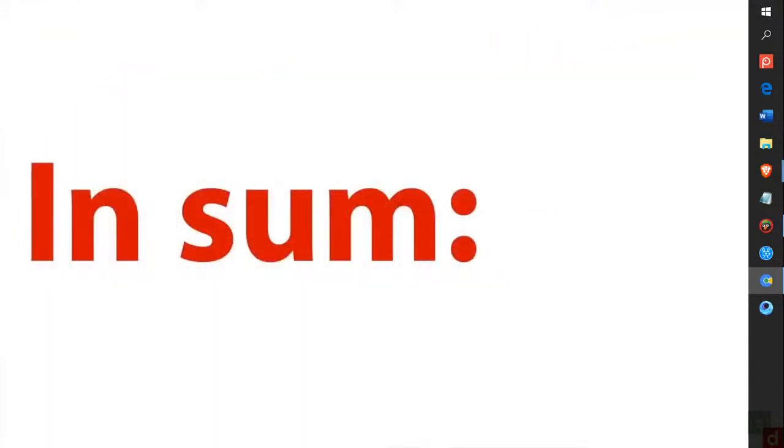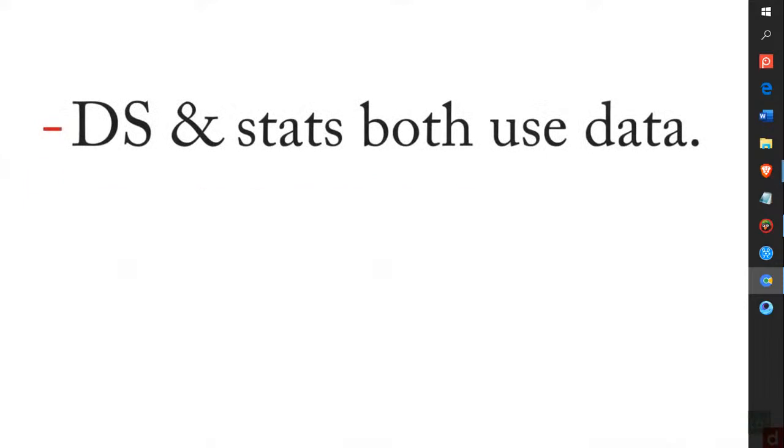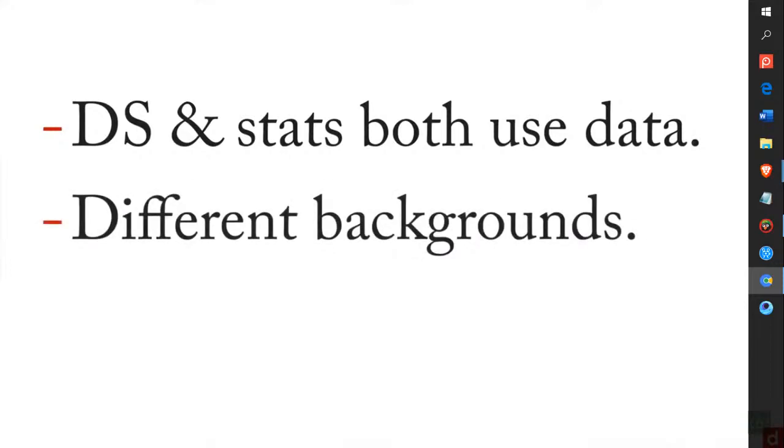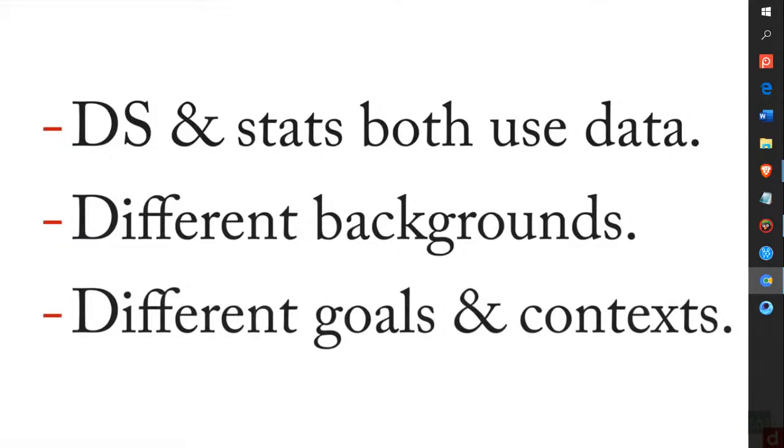So in sum, what we can say here is that data science and statistics both use data, they analyze it, but the people in each tend to come from different backgrounds, and they tend to function with different goals and contexts, and in that way render them to be conceptually distinct fields despite the apparent overlap.